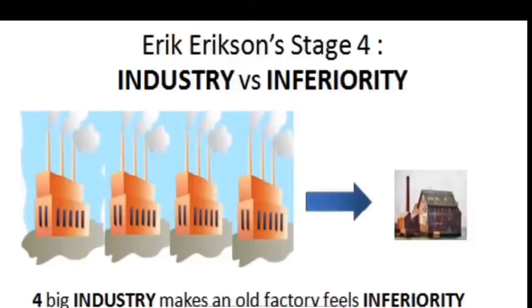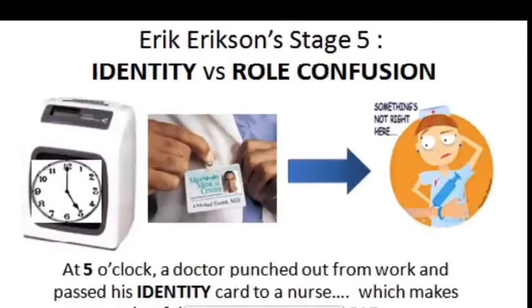Now, we go to stage 5. Stage 5 would be identity versus role confusion. Your mnemonic here is that at 5 o'clock, the doctor gave me his identity card. Okay, at 5 o'clock, the doctor gave me his identity card, and so I was confused with my role, which means that Erik Erikson's stage 5 is identity versus role confusion. This is very crucial among teenagers. They need to be well aware of their roles in the society, of their identities.